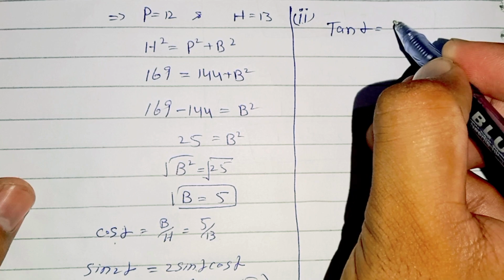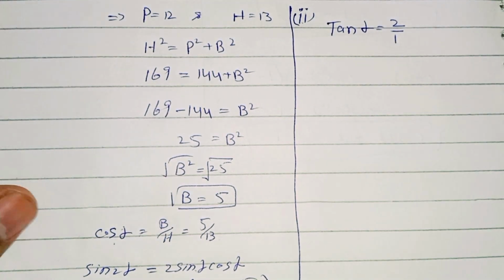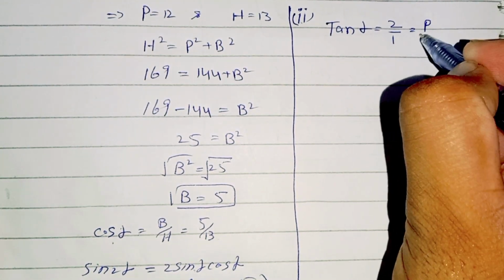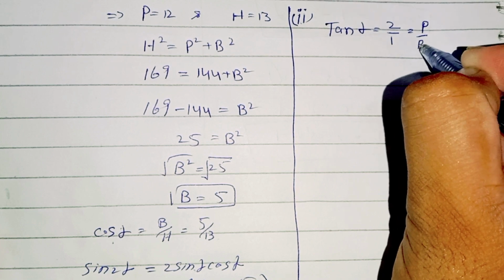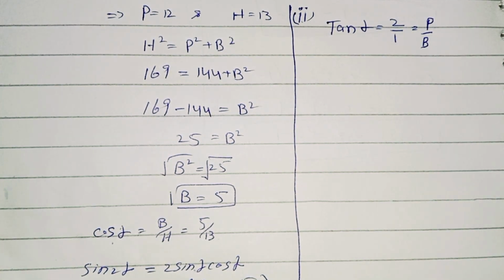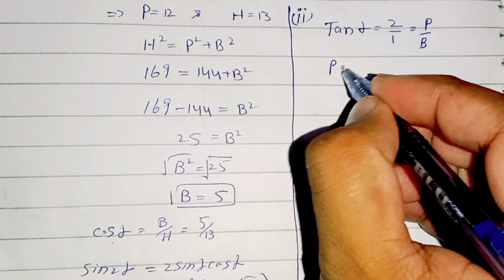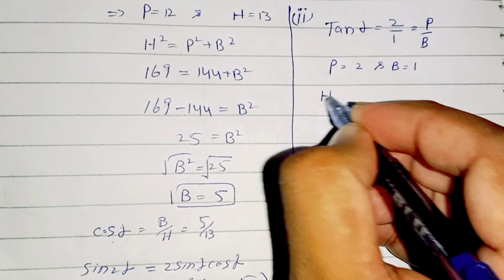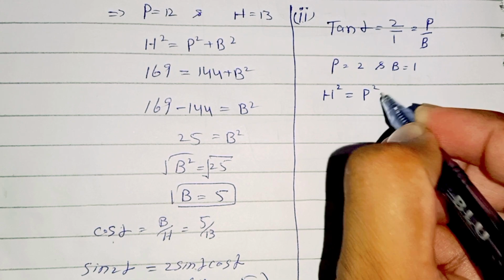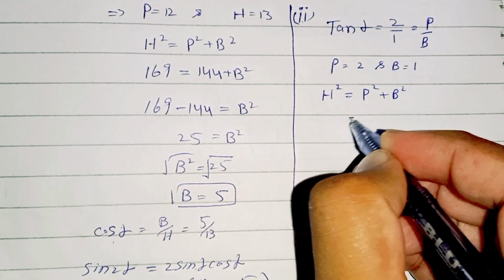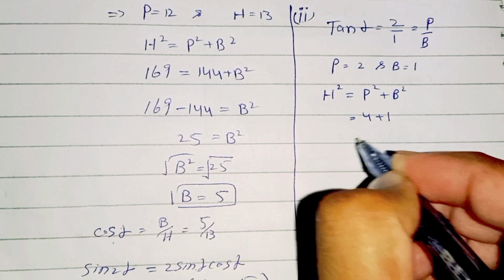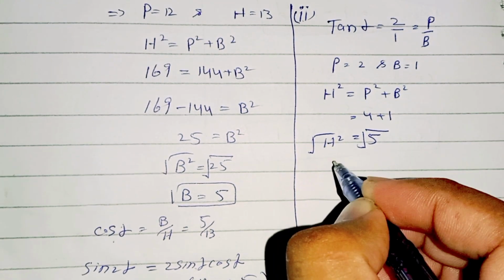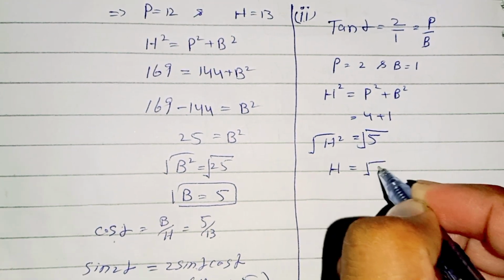Since tan alpha is equal to 2, it can be written as 2 over 1. We know that tan alpha is equal to perpendicular over base in a right triangle. So we have P is equal to 2 and B is equal to 1. By Pythagorean theorem, h square is equal to p square plus b square, which will become 4 plus 1 is equal to 5. H square is equal to 5, taking square root on both sides, then h will be equal to square root 5.